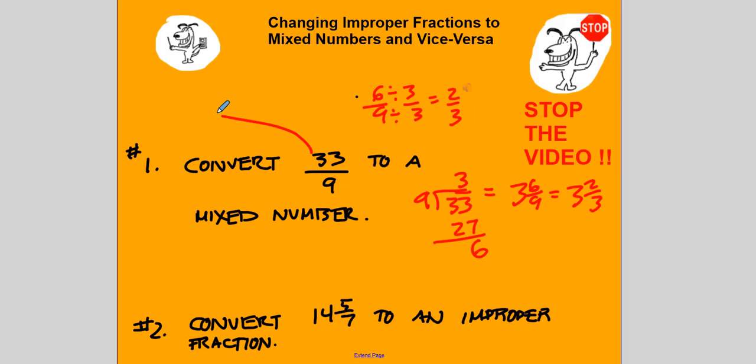Or before we ever got started, I could have reduced this. 33/9 has a greatest common factor of 3, which gives 11/3. And then I could have divided 3 into 11. It goes 3 times, 3 times 3 is 9, remainder 2. And that is another way of getting 3 2/3 as our mixed number final answer.